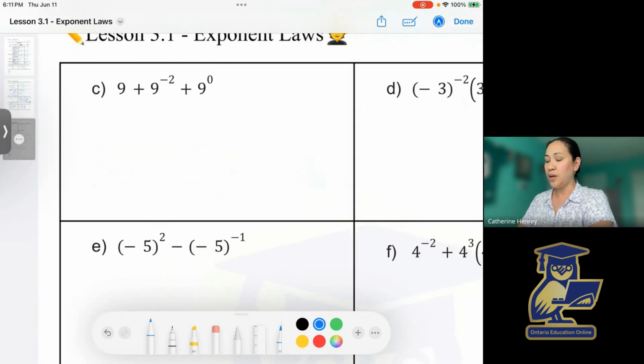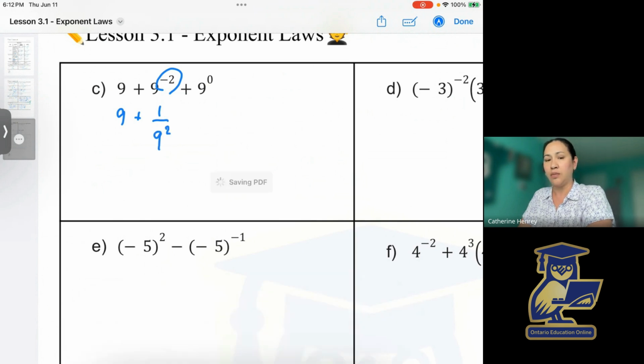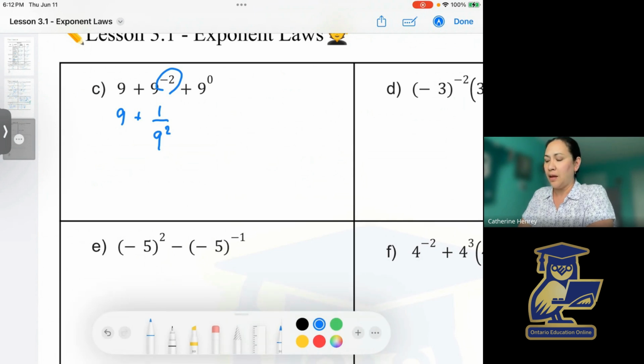So C, we have 9 plus 9 to the power of negative 2, and then plus 9 to the power of 0. So nothing to simplify with the first 9. There's no special exponents there. But we do have a negative exponent right here. And so to make that positive, I take the reciprocal of 9, which is going to be 1 over 9, and I make that power positive 2. And then 9 to the power of 0 is going to be 1.